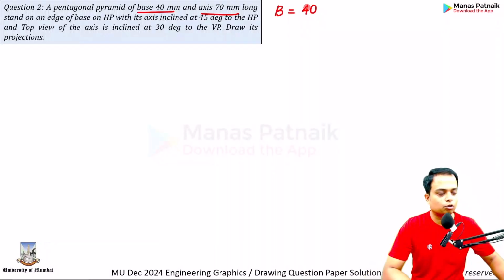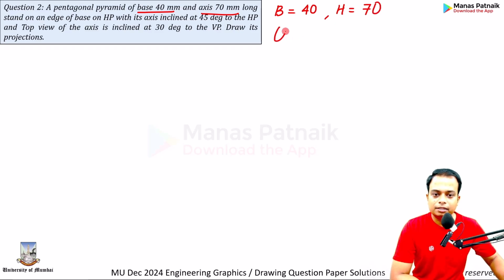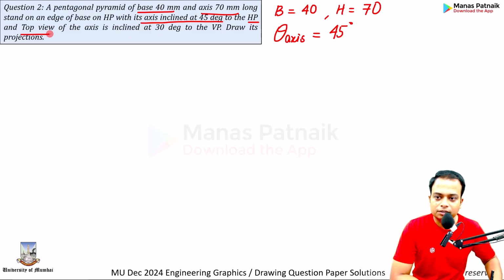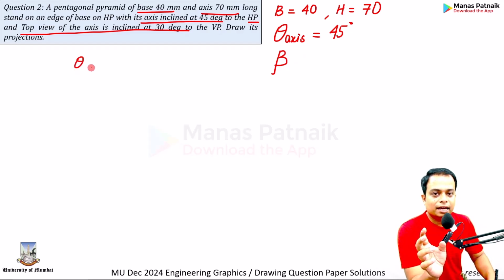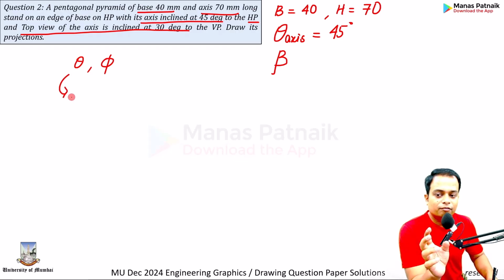Let me just switch to the normal mode. Height or length of the axis is 70. Secondly, the axis is at an angle of 45 degrees with the HP, so theta axis, that is 45. Top view of the axis is inclined at 30 degrees to the VP. Top view is associated with beta. Remember, in projection of lines, theta is the angle made with true length. Phi also is the angle made with true length. But when we talk about alpha, that is different.